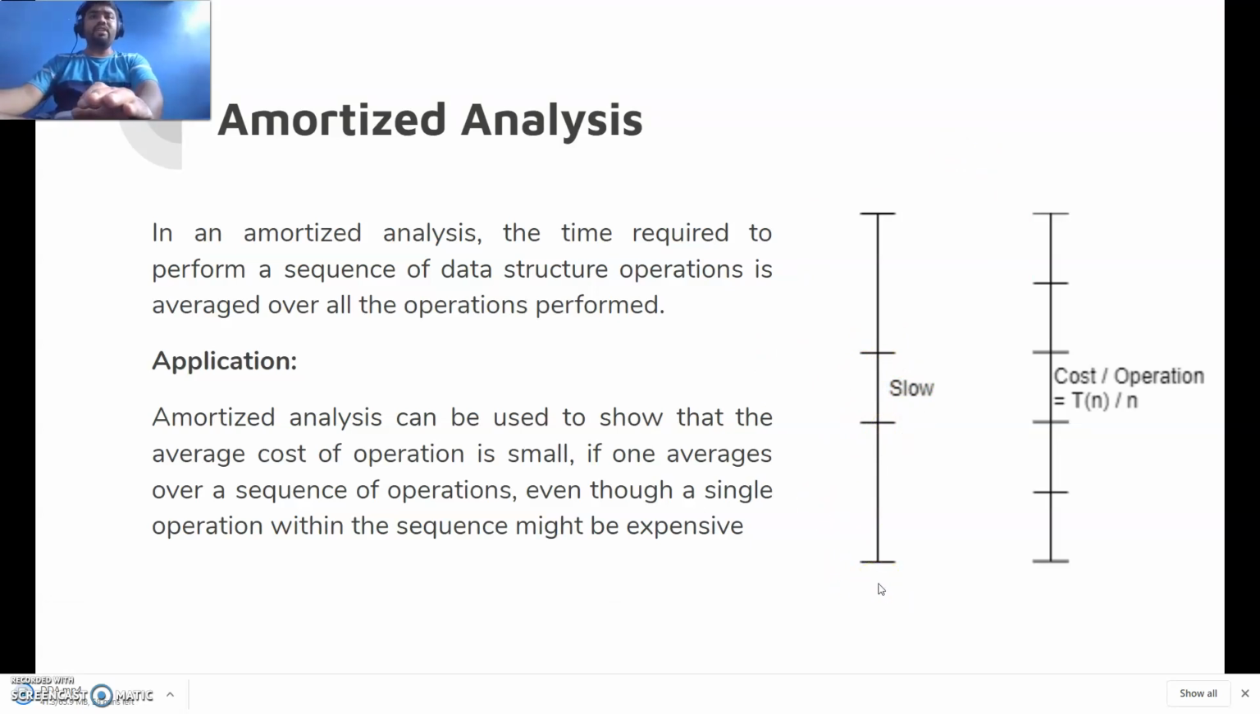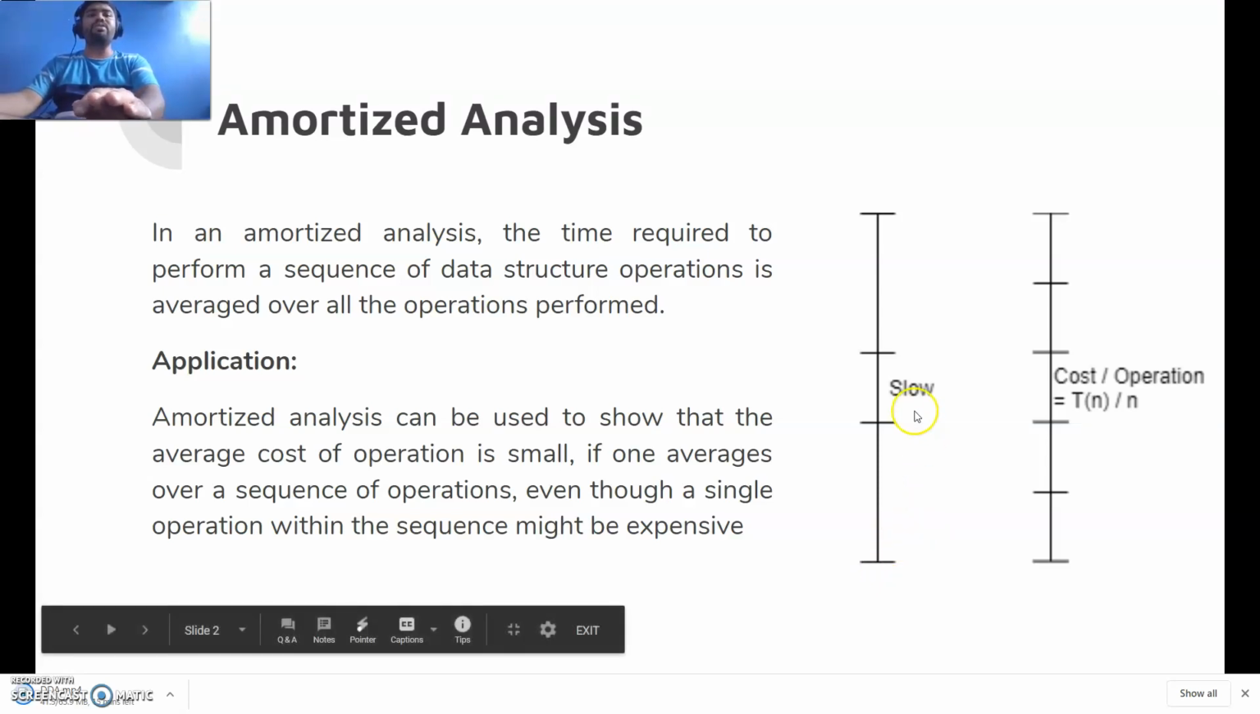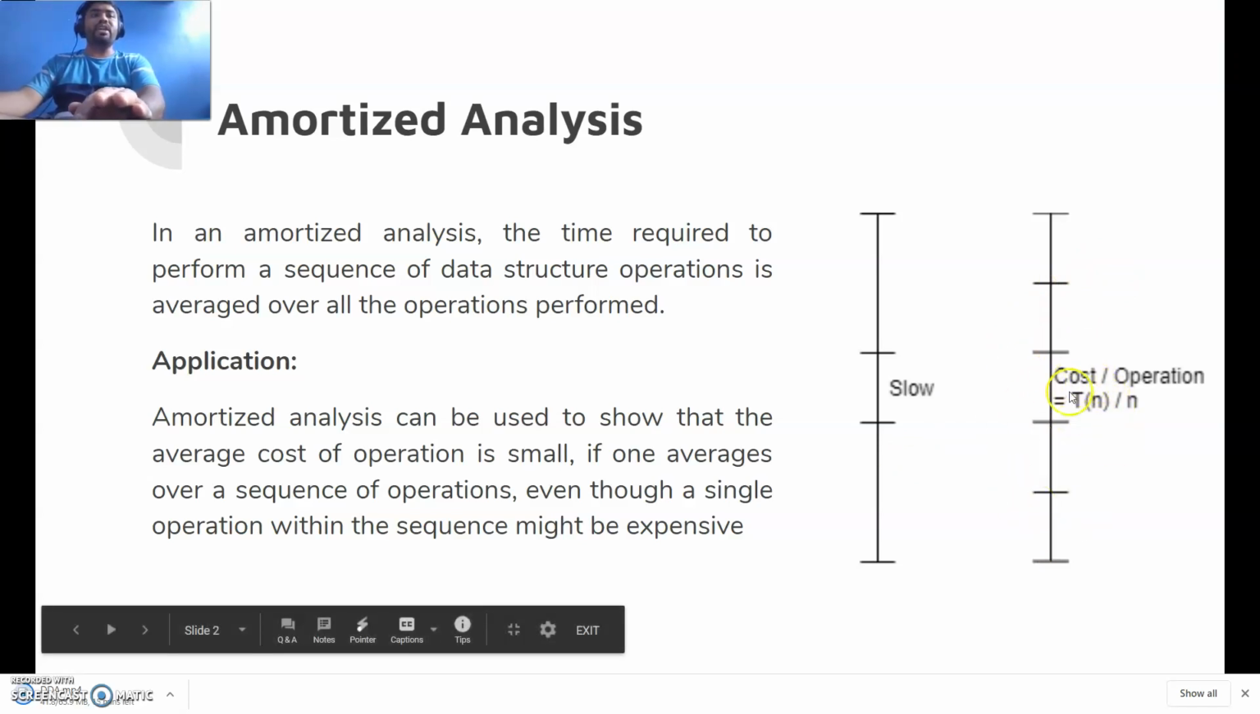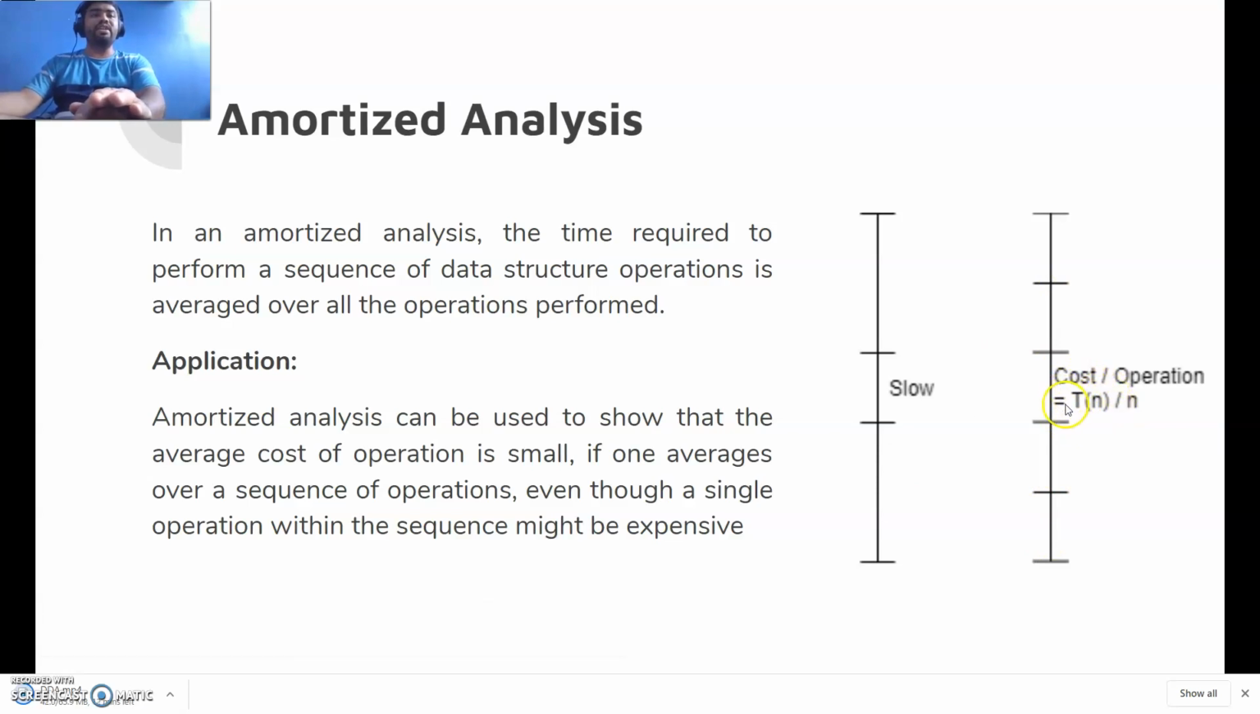So can we do something to lower the complexity of that algorithm? Can we average out the complexity of the most expensive part over all the operations? That is what amortized analysis is. We have various operations here, right? So T(n), the time complexity for the entire algorithm, is divided by the number of operations. This is how we average out the complexity over the number of operations present.